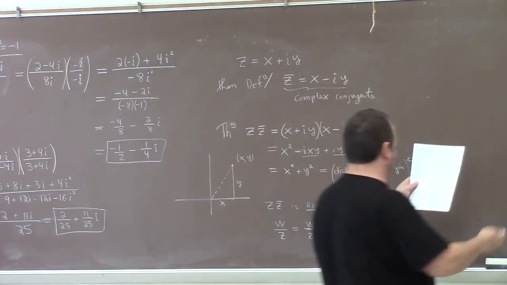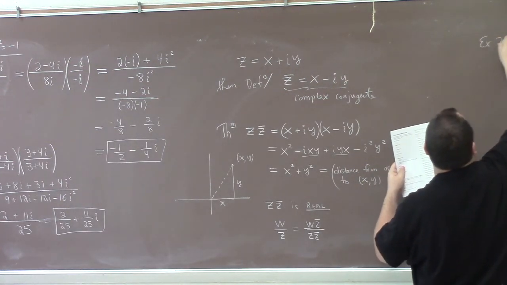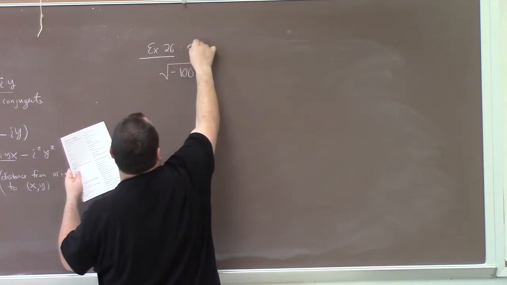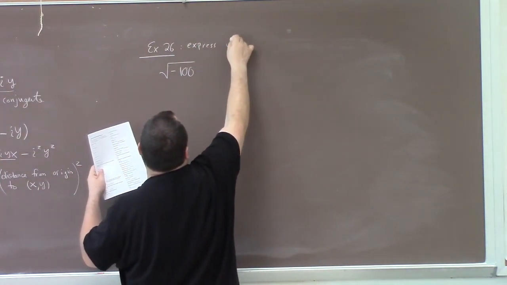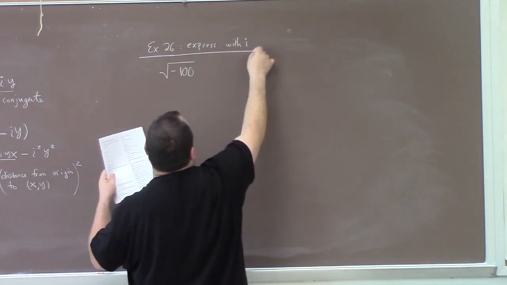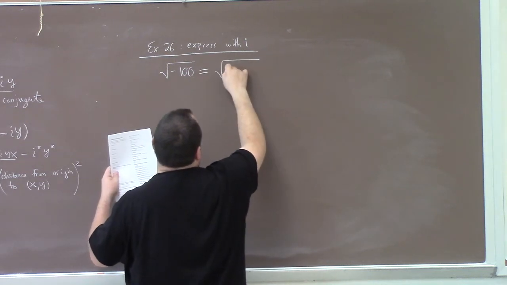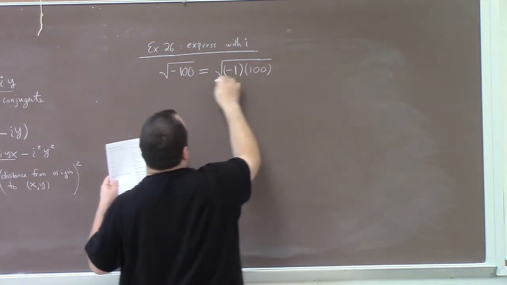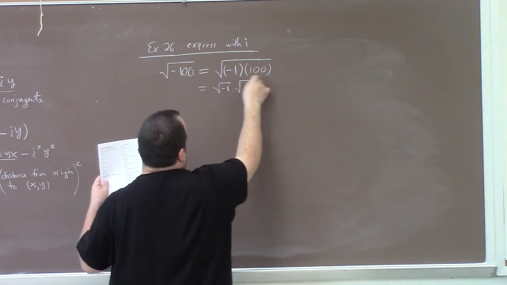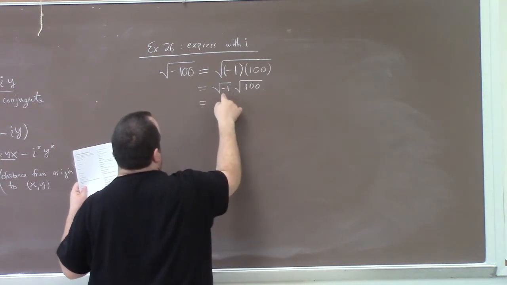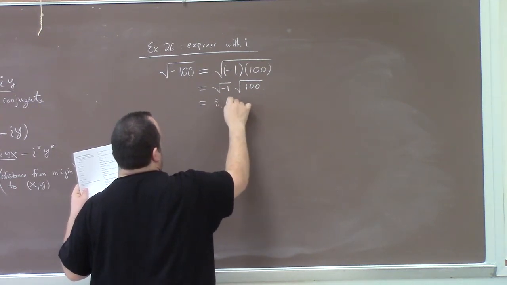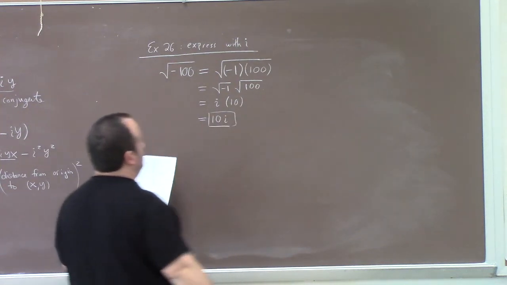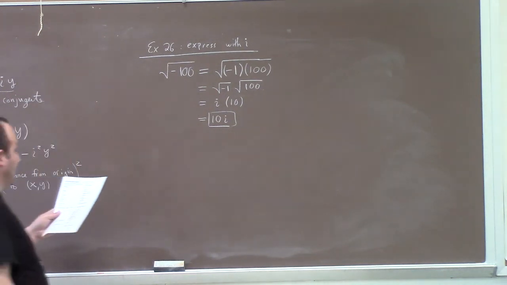So like exercise 26, it's almost stupid. Square root of minus 100, you're supposed to express with i. So the way I look at this is that's the square root of minus 1 times 100. So I can look at that as the square root of minus 1 times the square root of 100. But that's i, by definition, and this is 10. So actually this one is just 10i. All there is to it. Exercise 27.